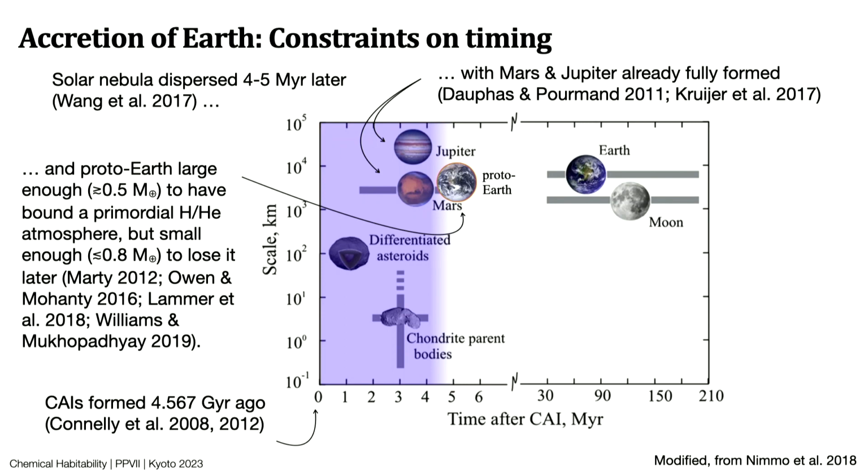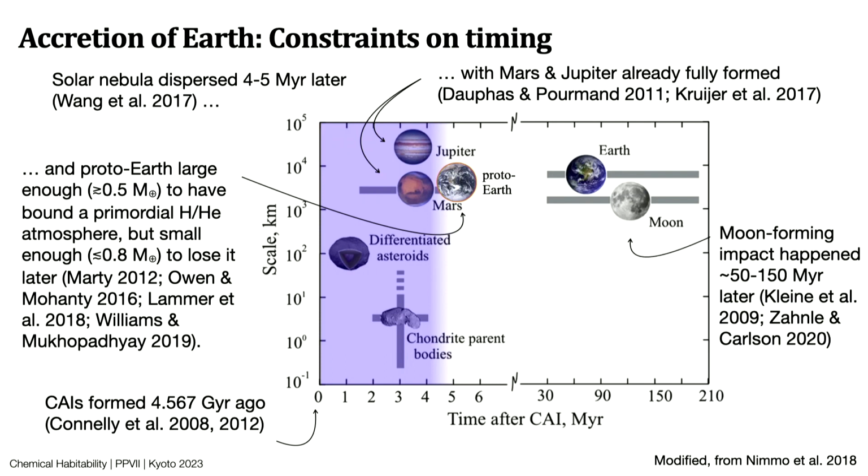And then we have the moon forming impact, which is arguably the most dramatic event in the history of the Earth and the moon, which occurred some 50 to 150 million years after the formation of the solar system, after the nebula had dispersed.